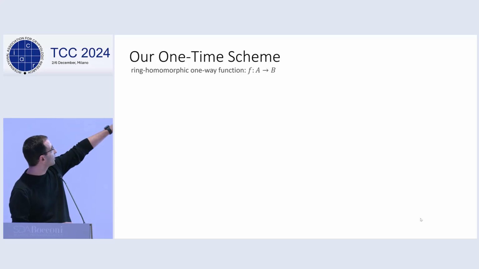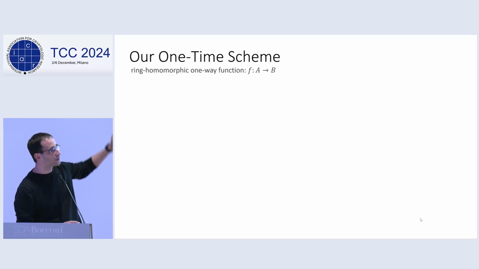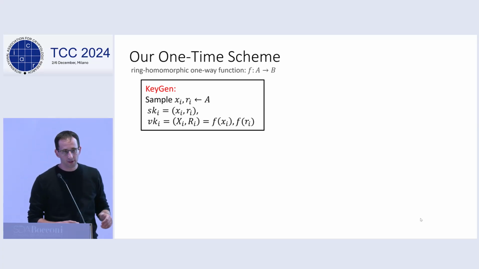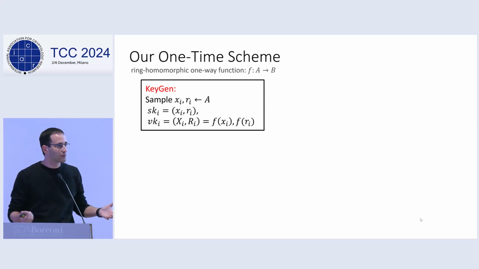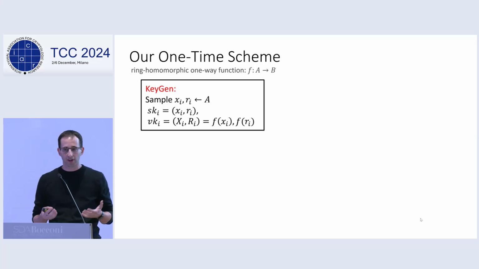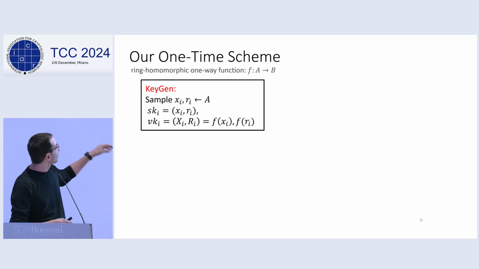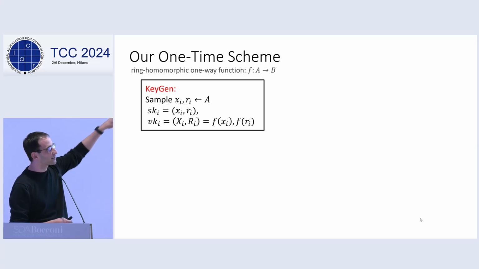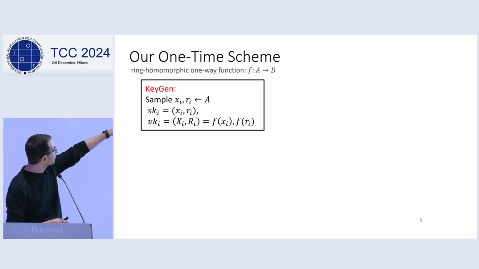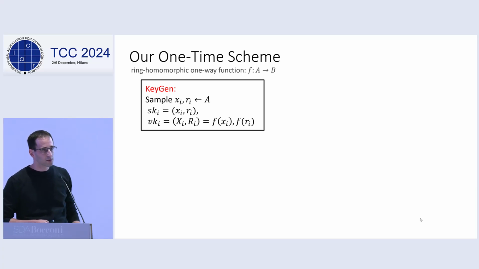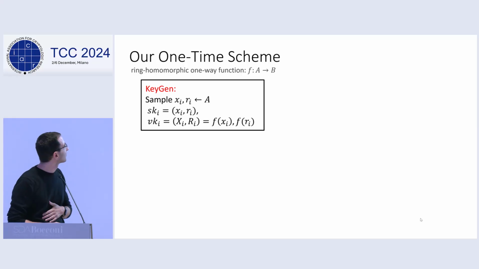So we're going to assume that we have some one-way function f in the sky from A to B. What is the keygen? The keygen is just, we have a one-way function, we sample random things and output a one-way function of what we're sampling. So every party i is going to sample xi and ri, and it's going to compute f of xi and f of ri and just publish this output. Okay, so this is the public key.